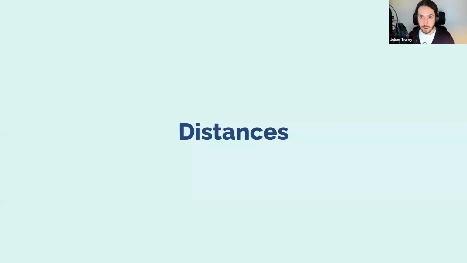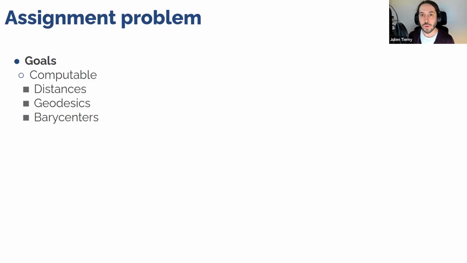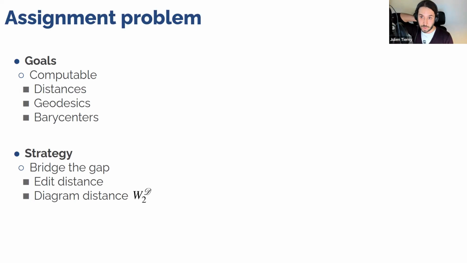All right, so now I'll introduce our distance between merge trees. And the goal of our approach was to introduce a distance which is computable in practice on real-life data sets, and ideally in polynomial time. And also we wanted fast computations of geodesics, ideally by interpolation, and practical computation of barycenters. So for this, what we did is that we started with the edit distance, and we adapted it in order to bridge the gap to the tools already existing for the Wasserstein metric for diagrams.